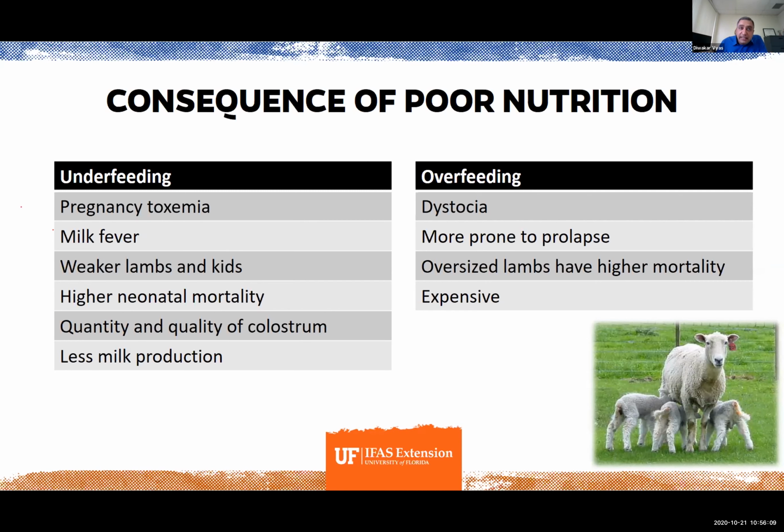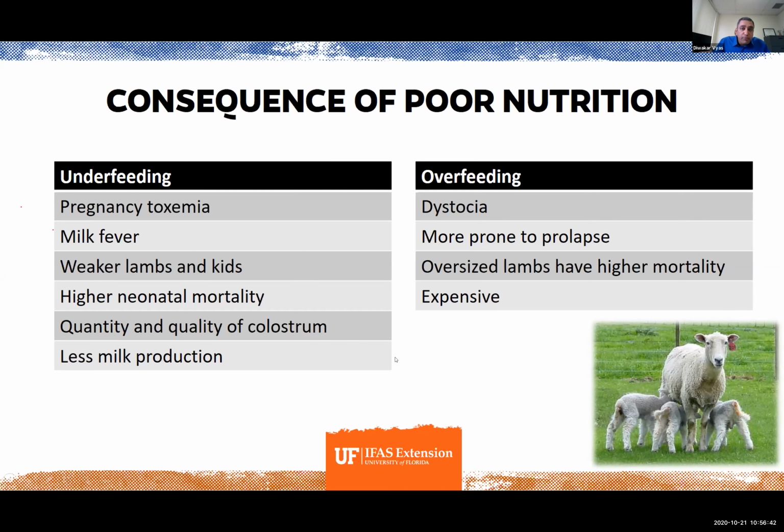The mortality increases for the neonates. It compromises the quality and the quantity of colostrum, which is very important in making sure that the newborns are getting enough immunoglobulins. And there's less milk production. Less milk production means, again, the newborns are not getting enough nutrients from that milk. So there are so many factors. If we do not provide enough nutrients in this stage, it results in many different consequences, which are very important in terms of the progeny performance.